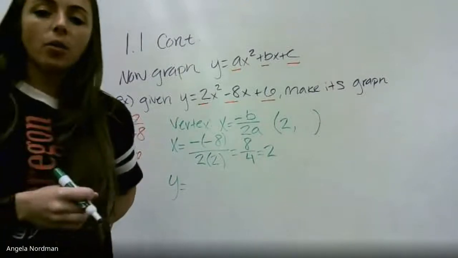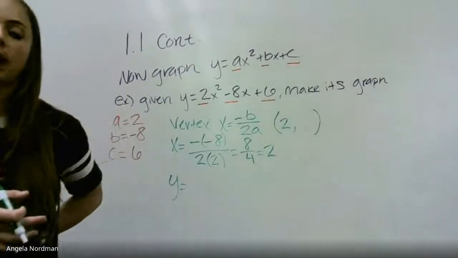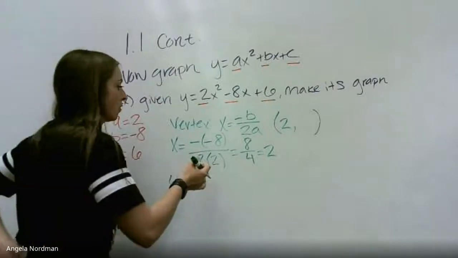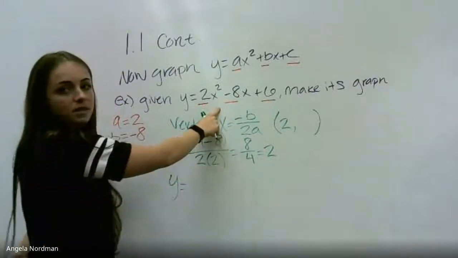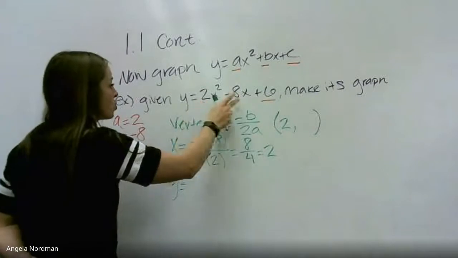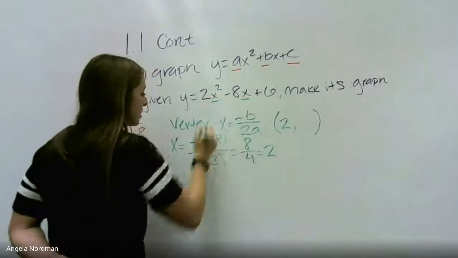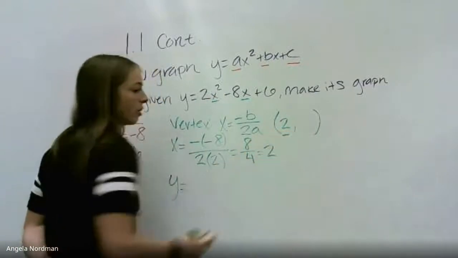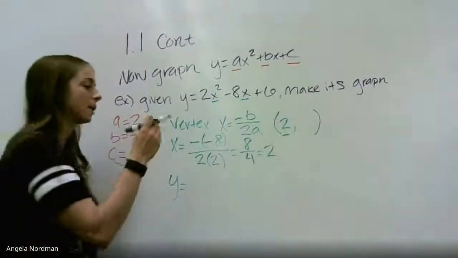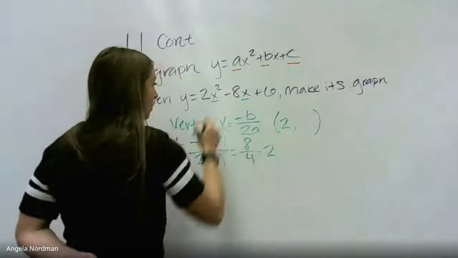If you have an x value and you want to find the y, you plug it back into your original equation. We look up here, and this is my original equation. So I want to show you that each and every one of these x's is going to get replaced with my x value of 2. I'm claiming my x value is 2, so I'm going to put that in there.